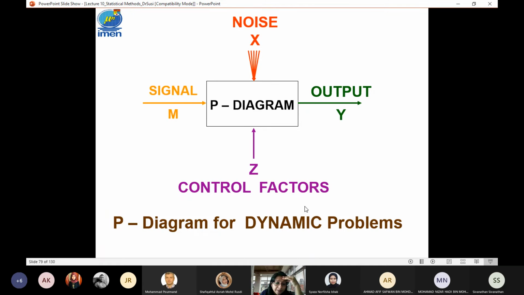Can I say the signal is not considered as the control factor for that particular experiment? Yes, it's not the control factor. It's not a fixed value actually. But it's not a noise. It's not something that you cannot control. You just want to see if you change the analyte refractive index, what is the impact to the output. So we call this a dynamic problem.